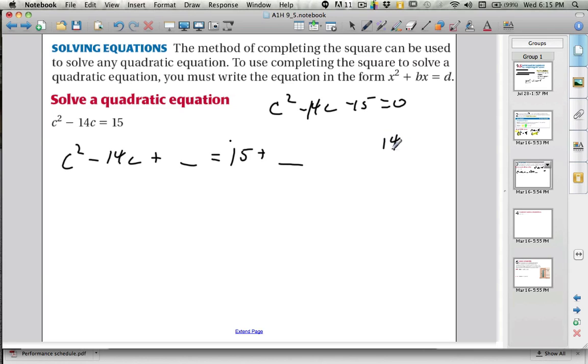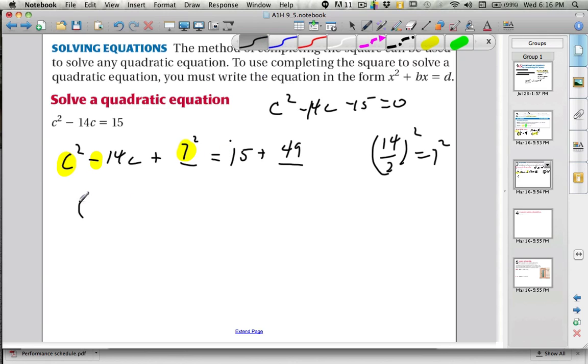The way I'm going to find that is I'm going to take 14 divided by 2 and square it. So that's going to be 7 squared, or 49. So over here I'm going to write 49. Over here I'm going to write 7 squared. They're the same value. And I'm doing that because I don't want to lose track of what my binomial is going to consist of. It's going to consist of the c, the minus sign, and this value that's being squared. So it's going to be c minus 7 squared. And that's going to equal 15 plus 49, so that's going to be 64.